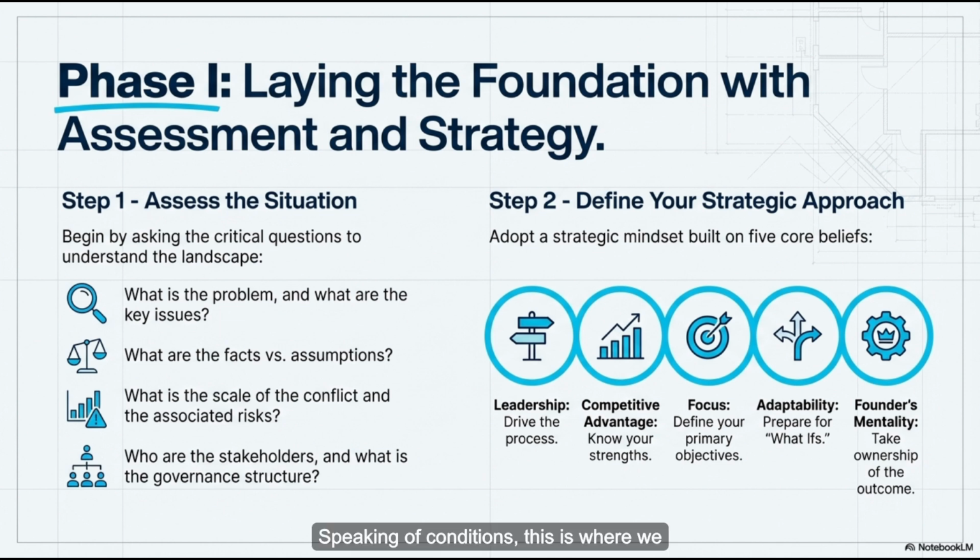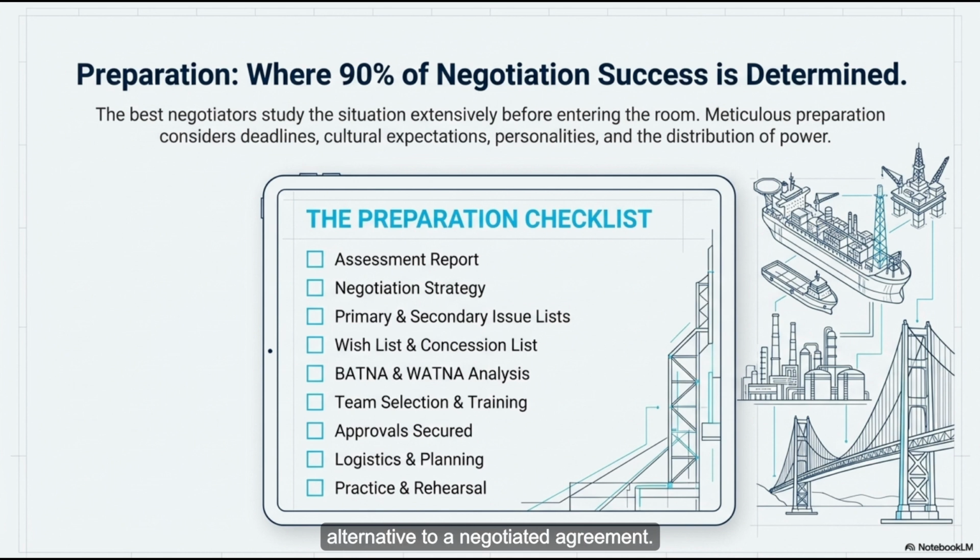Speaking of conditions, this is where we hit maybe the most critical concept in all of preparation, BATNA. What is BATNA? It stands for the best alternative to a negotiated agreement. So your backup plan. It's more than a backup plan. It's your walk-away plan. If the negotiation completely fails, your BATNA is the single best action you will take instead. Its power is immense. Your leverage in that room is directly tied to how strong your BATNA is. I see. It's the measuring stick. If their offer is worse than your BATNA, you walk. Or at the very least, you call for a timeout to regroup.